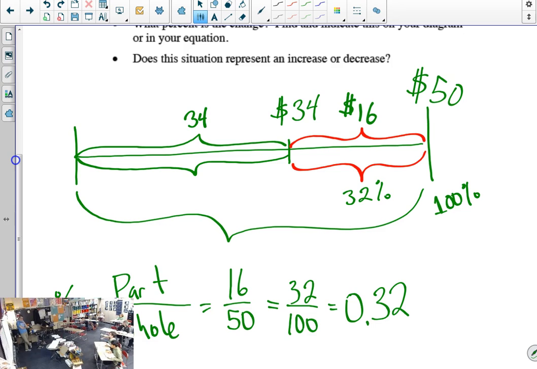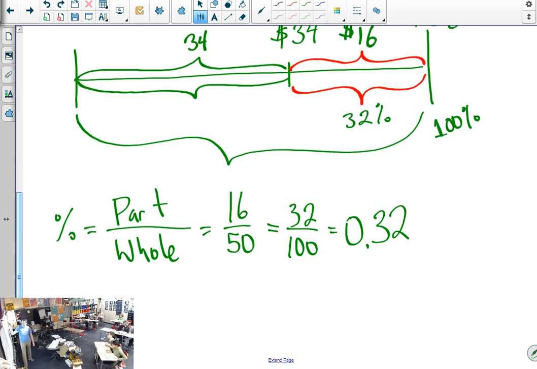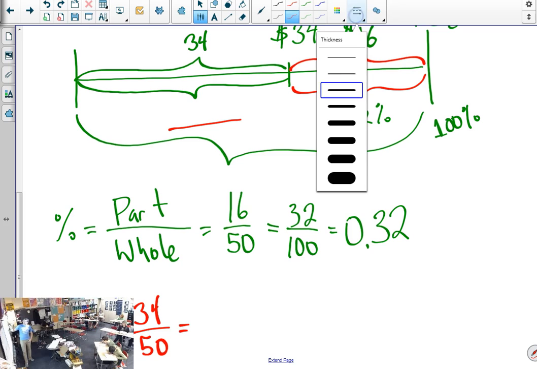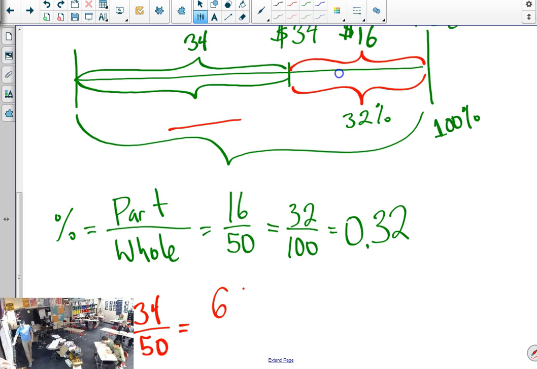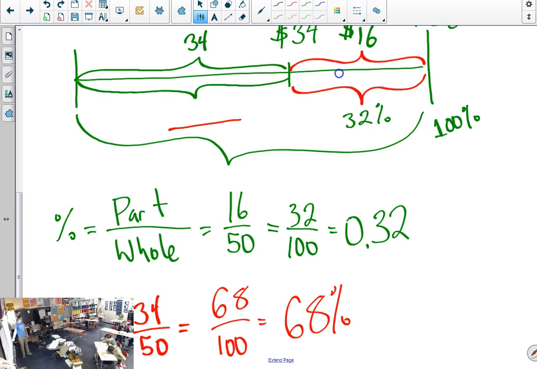If you did 34 over 50, the amount she's paying over the original, that comes out to be 68%. So she pays 68% of the original cost. Because this is less than 100, you know you're getting a deal, right? You're paying less than the whole price.